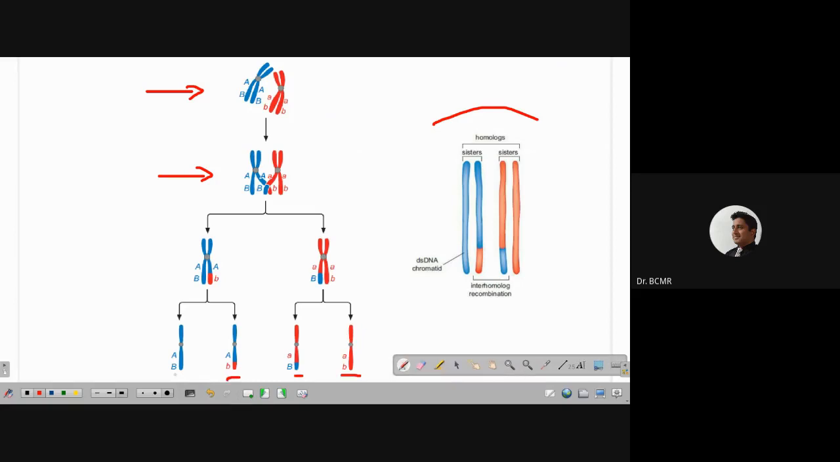The outside ones, the completely blue and completely red ones, are not recombinants because they haven't had any informational exchange. Whereas between the ones that I'm pointing to now, a recombination has happened.